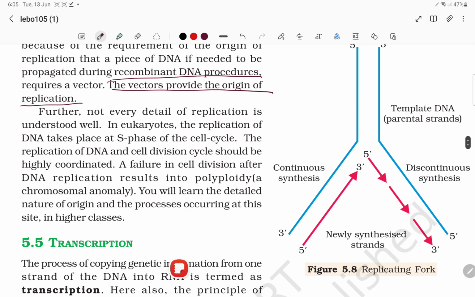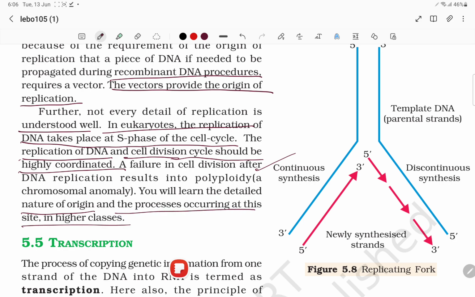Further, not every detail of replication is understood well. In eukaryotes, the replication of DNA takes place at the S phase of the cell cycle. The replication of DNA and the cell division cycle should be highly coordinated. A failure in the cell division after DNA replication results in a polyploidy condition. Usually it's a chromosomal anomaly, usually seen in plants. You will learn the detailed names of the origin and the process occurring in higher classes.